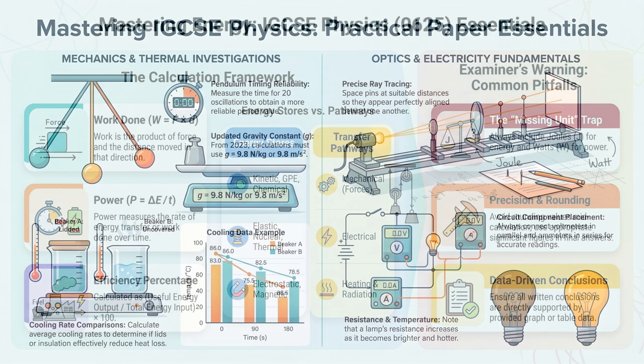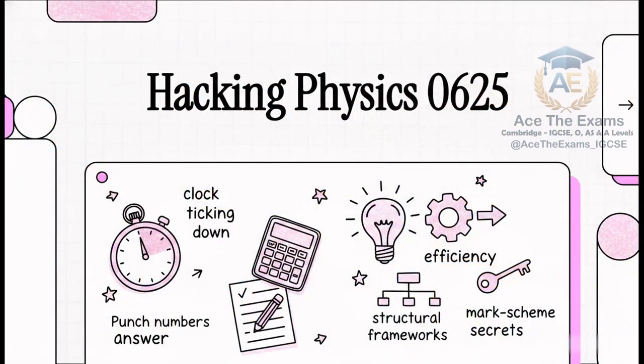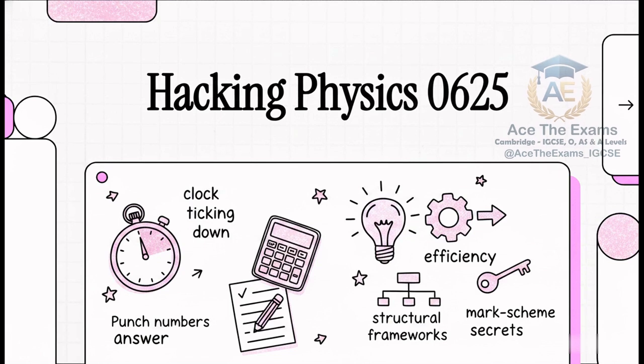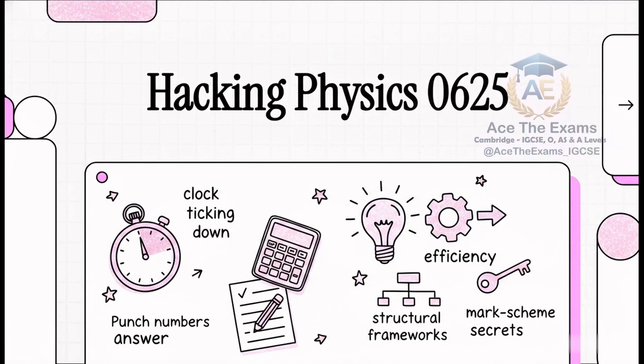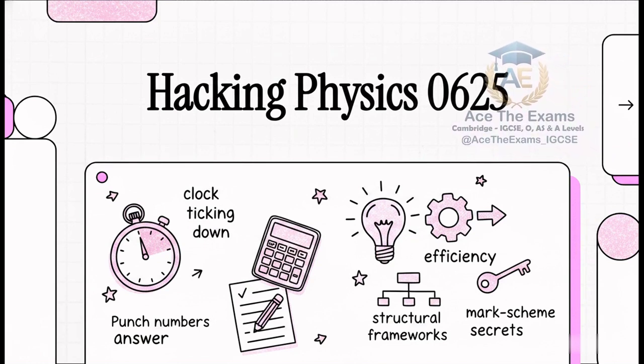Okay, picture this. You're sitting in the exam hall, the clock is ticking down, and you turn the page to a seemingly simple energy calculation. You punch the numbers into your calculator, scribble down the answer, and move on, completely unaware that you just threw away 4 easy marks. In this explainer, we're going to hack the Cambridge IGCSE Physics 0625 exam matrix.